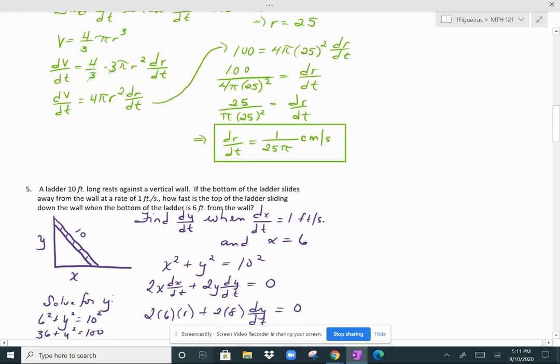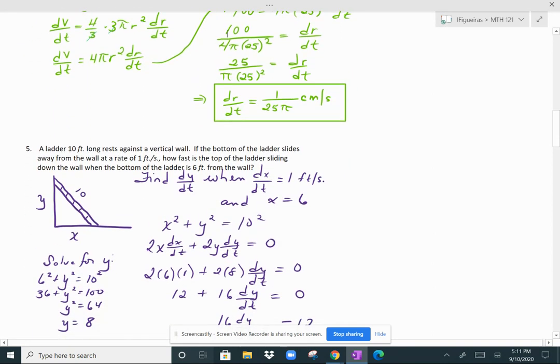All right, so here's number 5. A ladder that's 10 feet long rests against the vertical wall. If the bottom of the ladder slides away from the wall at a rate of 1 foot per second, how fast is the top of the ladder sliding down the wall when the bottom of the ladder is 6 feet from the wall? All right, so you need a picture, and so here's my picture.